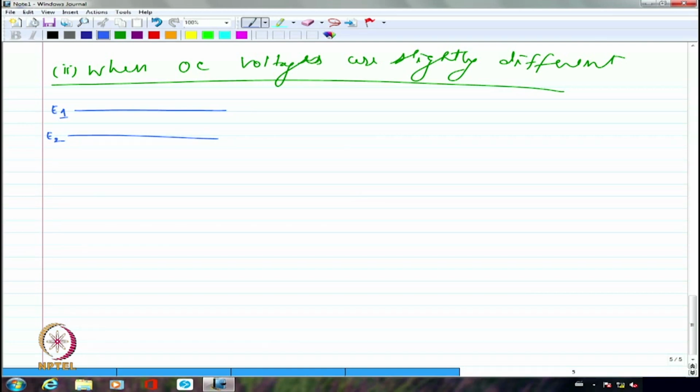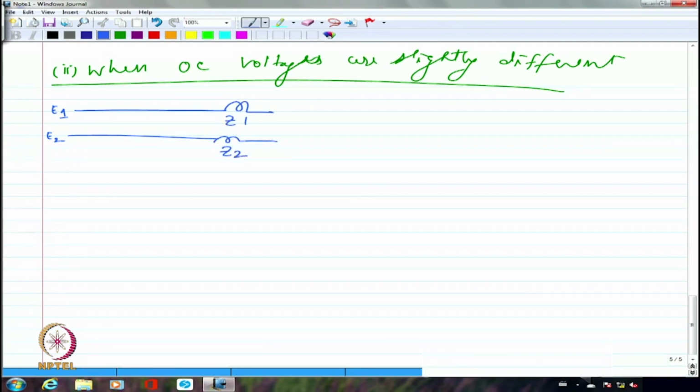They are slightly different. Maybe like what I told you, instead of having 110 each, maybe one is having 109, the other one is having 110. Right? Again, I am going to show the impedances here. This is Z1 and this is Z2.